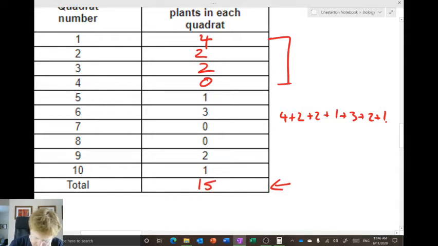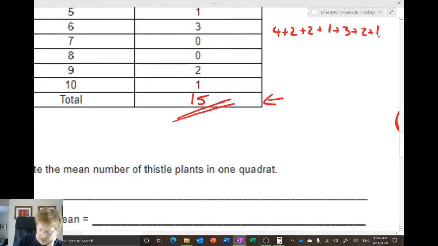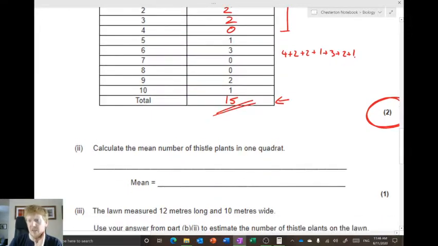So we have 15. Let me double check that. 3, 4, 5, 6, 7, 8, 9, 10, 11, 12, 13, 14, 15. So we have a total of 15 plants. There you go, guys. For all of that, counting the flowers, 2 marks.